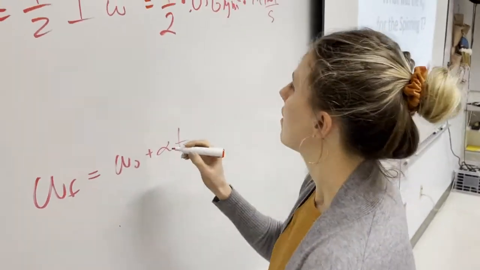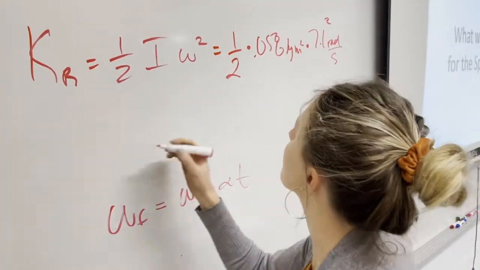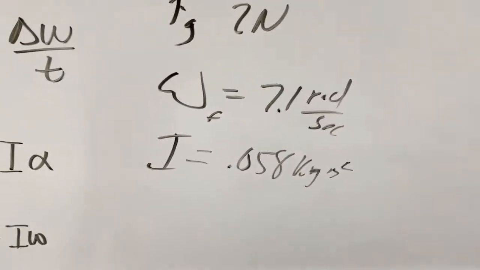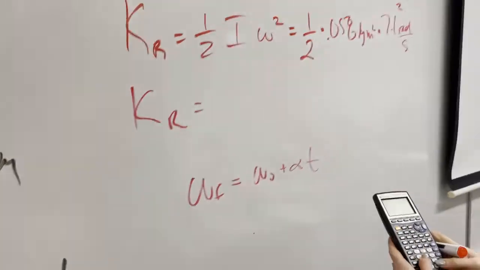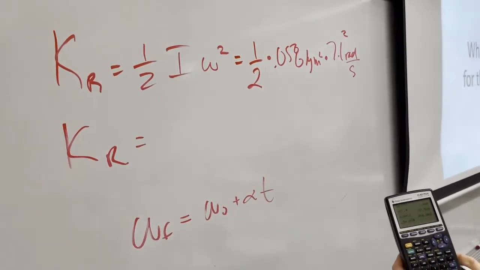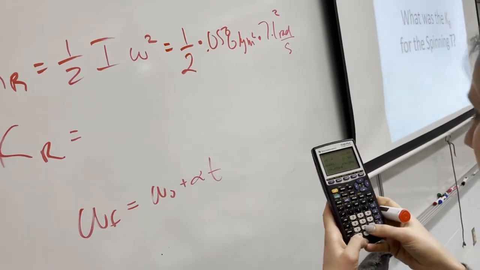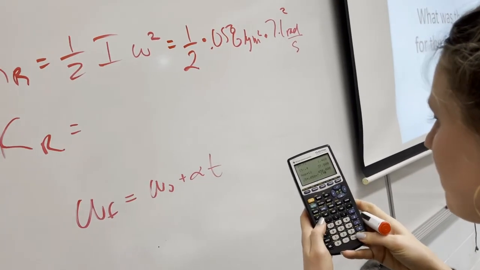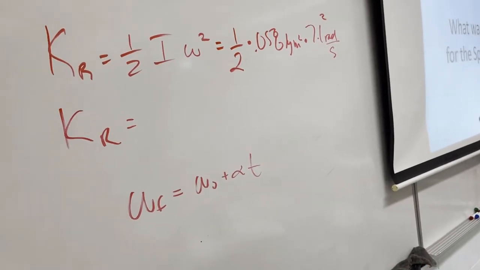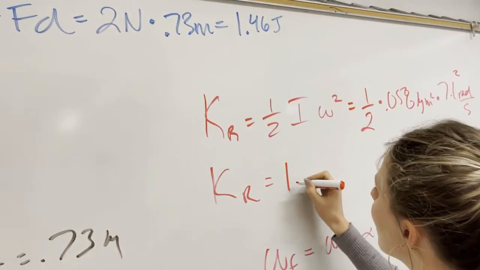Don't forget to square that. That's my trick, forgetting to square it. So we've got 0.5 times 0.058 times 7.1 squared, and I've got 1.46. That number sounds familiar to me.